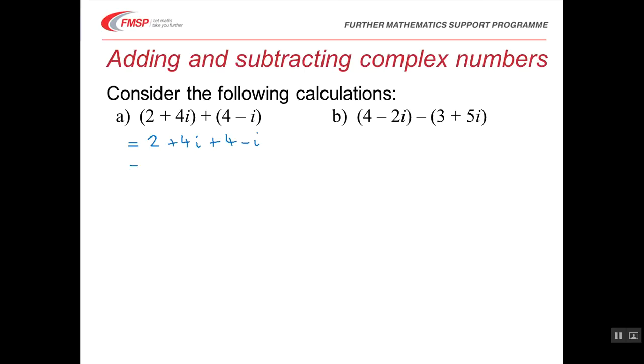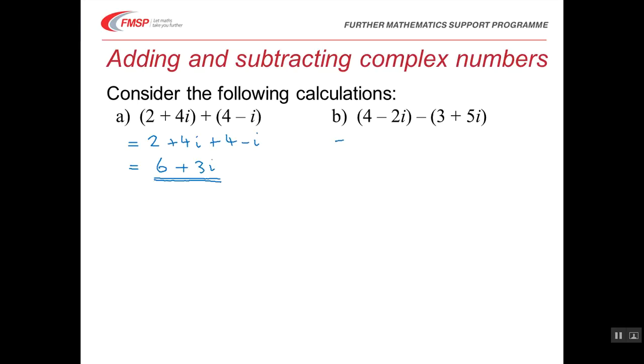And since i represents a surd, then we can collect like terms as we would do with surds. So we look at the 2 plus 4 collecting like terms to get 6, and then the 4i take away i is plus 3i. So the addition gives me 6 plus 3i.